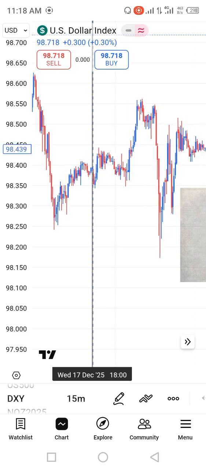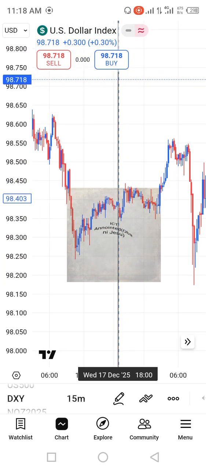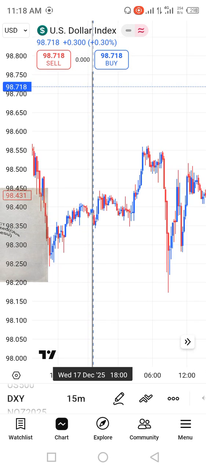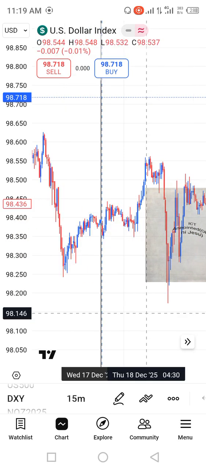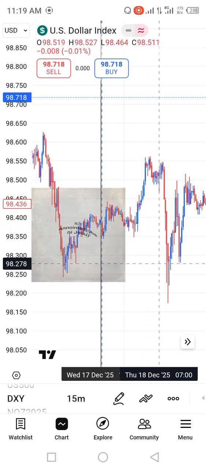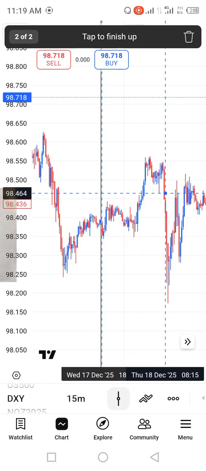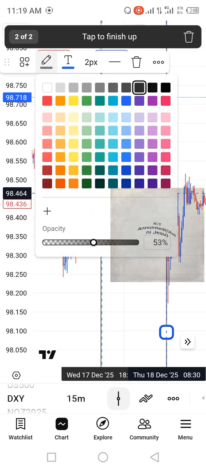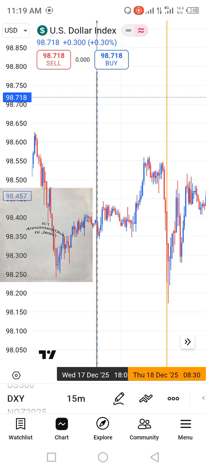But before we delineate our CPI, let's zoom into the structure and see what catches our eye the more. When you look at this chart on the 15 minutes time frame, you will see a few things that will catch your eye prior to CPI. So let's delineate CPI, which is 8:30. Change the color. 8:30.